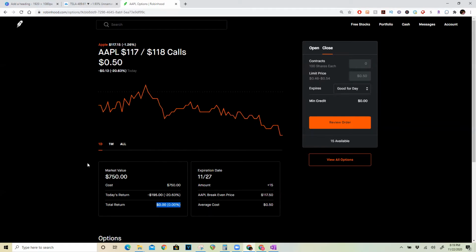The way debit spreads work, as you already know, is you need the stock to stay above the short call, which is the $118 call. Since Apple is at 117.15 right now, this would mean that if it falls below 117 by expiration, this debit spread would expire worthless and I would lose my entire $750 initial investment.